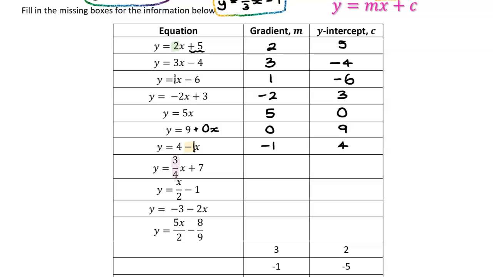Okay, next one. This 3/4 is attached to the x, so we're going to have a gradient of 3 over 4, and the y-intercept will be 7. Now the next one is a little trickier. You might think, haha, there is an invisible negative 1 in front of that x. That is true, but this over 2 is also attached to that x. So the gradient here is actually a half. X over 2 could also be written as a half x. They both mean the same thing. Dividing x by 2 is the same as multiplying x by a half. And the y-intercept is negative 1.